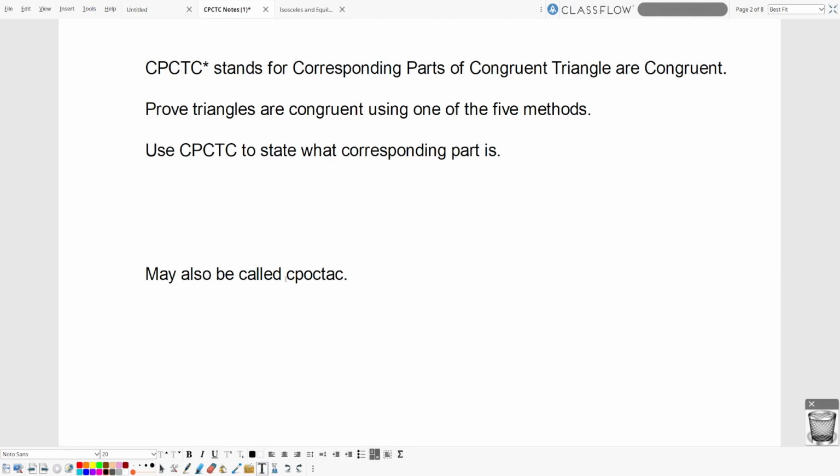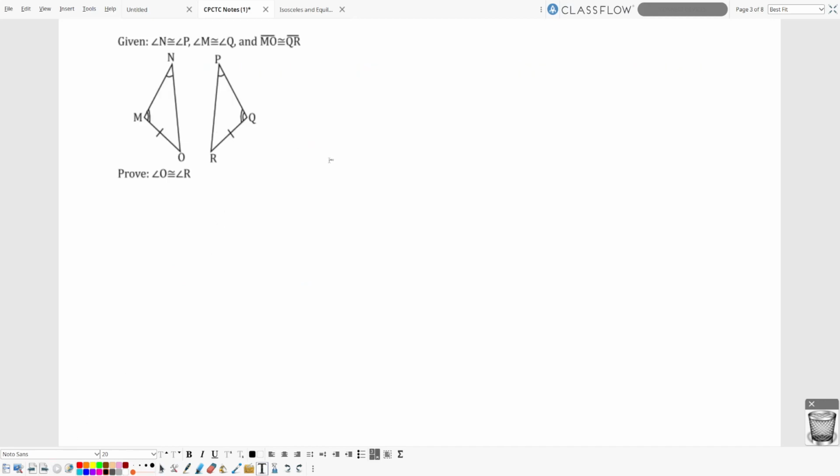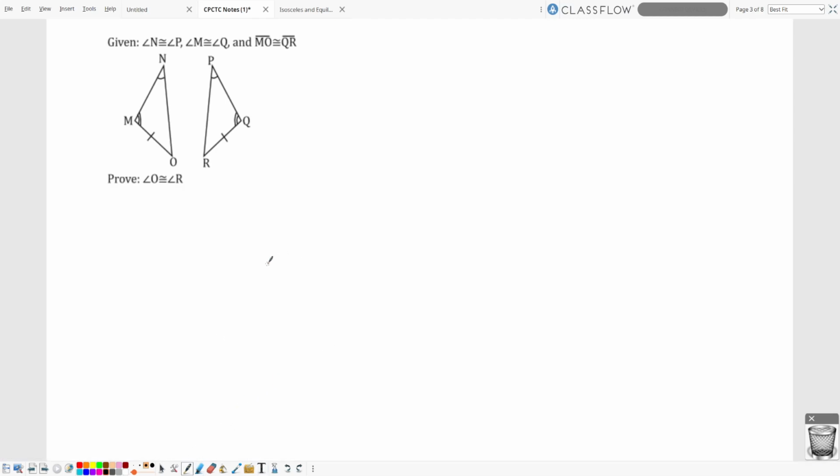This may also be called CPCTAC. I will generally stick with CPCTC, but on our assignments sometimes you might have CPCTAC. So just be aware that they're exactly the same. Now, the way that we go about doing this is that in most cases we're dealing with proofs, but these are going to be fairly simple proofs. The idea is that they can fill it out as a 2-column proof. So, we have our 2-column proof form, and we'll start with our given information.